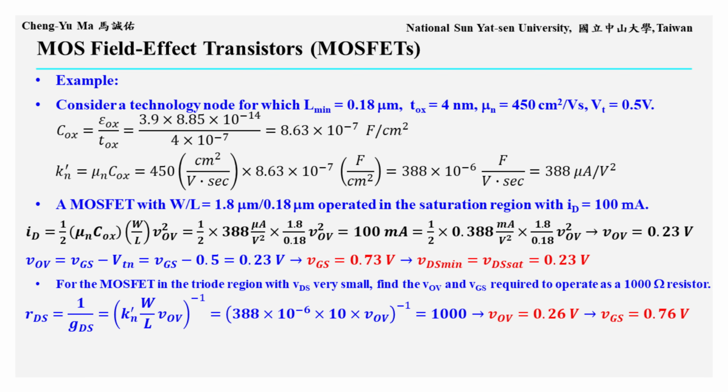If the MOSFET operates in the triode region with very small VDS, the channel can be modeled as an equivalent resistor. The resistance is the reciprocal of the conductance GDS, so R equals the inverse of Kn prime times W over L times VOV. Substituting the numbers gives R equals the inverse of 388 times 10 to the negative 6 times 10 times VOV. If the required channel resistance is 1,000 ohms, then VOV is about 0.26 volts, and VGS equals VOV plus VT, which is about 0.76 volts.